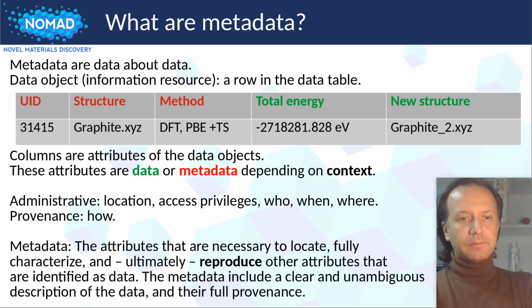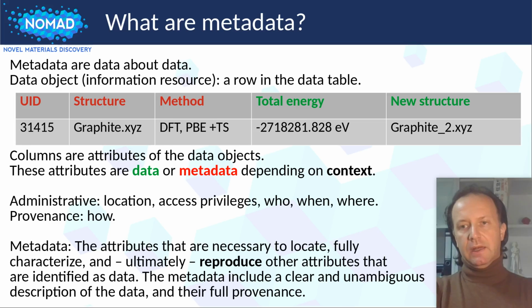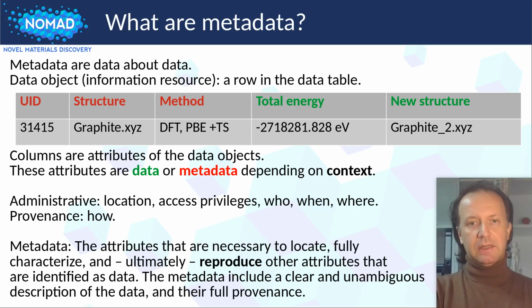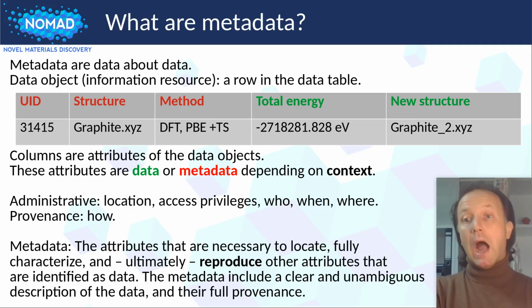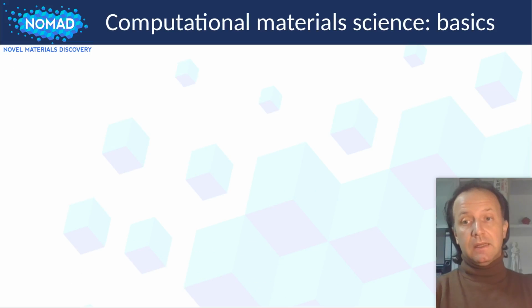So in general, to give a definition that is especially useful for computational material science and also experimental: metadata are the attributes that are necessary to locate, fully characterize, and ultimately reproduce other attributes that are identified as data. The metadata include a clear and unambiguous description of the data and their full provenance. So provenance is the concept related to how the data came about.